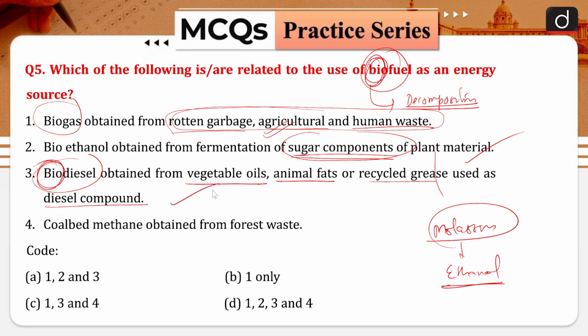Now, coal bed methane obtained from forest waste. They are simply saying that it is coal bed methane, which means the natural gas formed in the coal bed. So this is incorrect. It is not from forest waste, it is from the coal bed itself. So 1, 2 and 3 would be the right answer, that is option A.